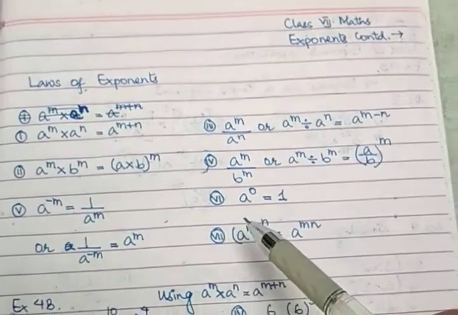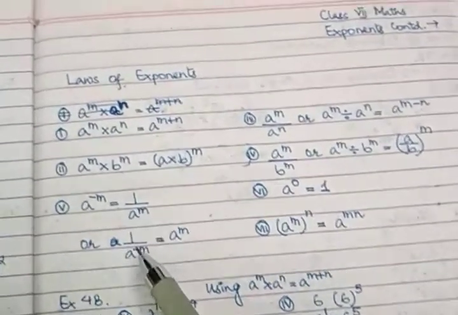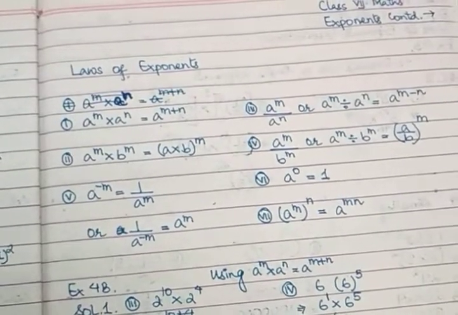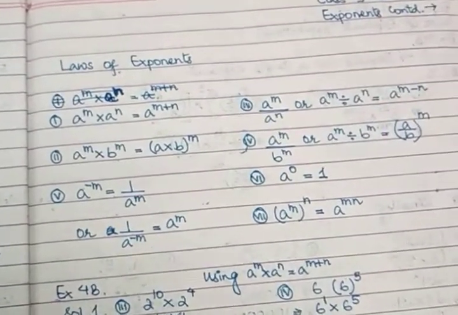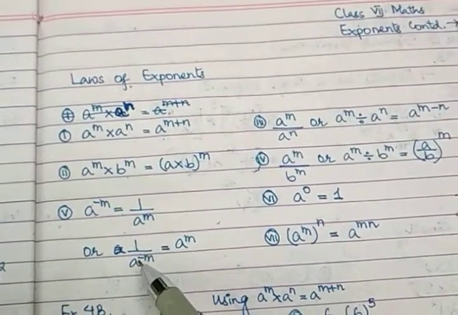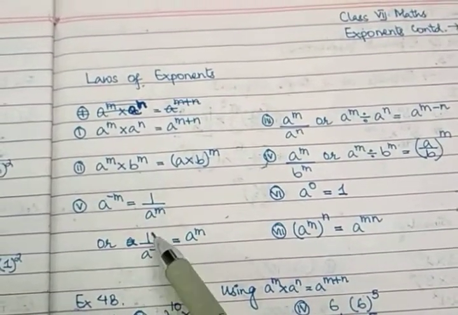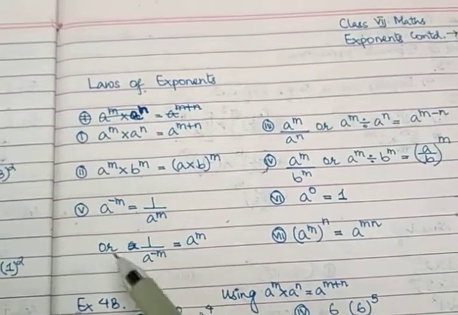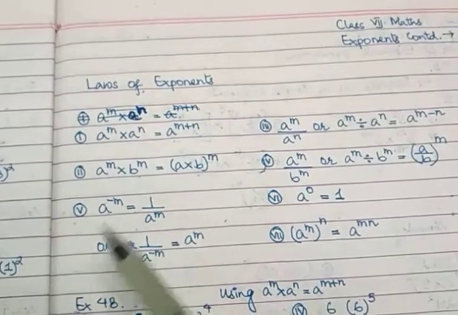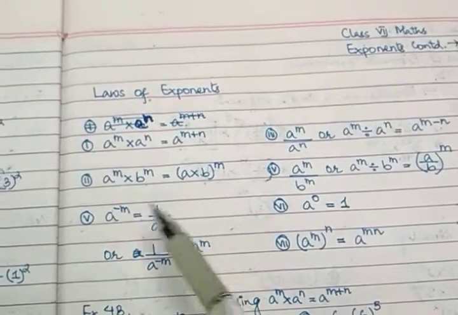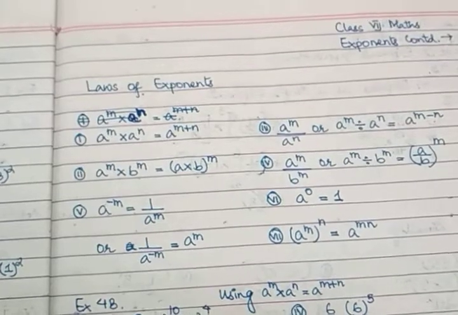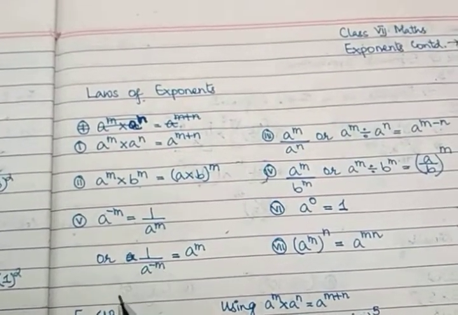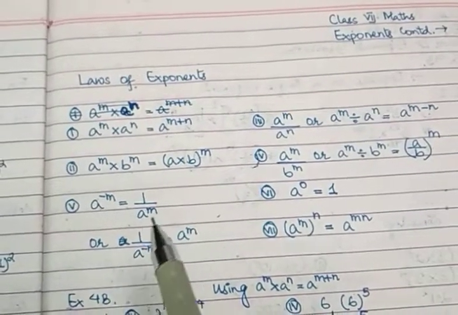Now the fifth one is a to the power minus m. Now remember, this one is very important as well. a to the power minus m will be equal to 1 divided by a to the power m. Or 1 by a to the power minus m equals a to the power m. Now, as soon as you know this, you cannot leave your answer with a negative exponent, that is, a negative power. Remember that.